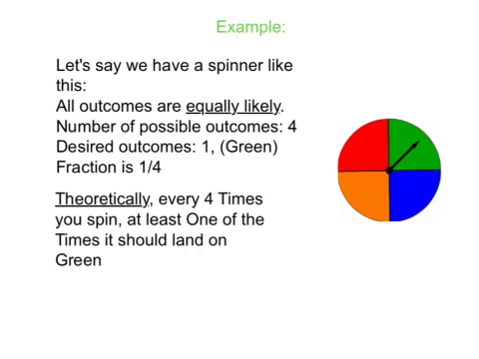Theoretically, this means that every 4 times you spin the spinner, at least one of the times it should land on green. But that is just theoretically. And if you don't know what theoretically means, it means to take an educated guess about something. But it might not happen when you actually try the experiment.